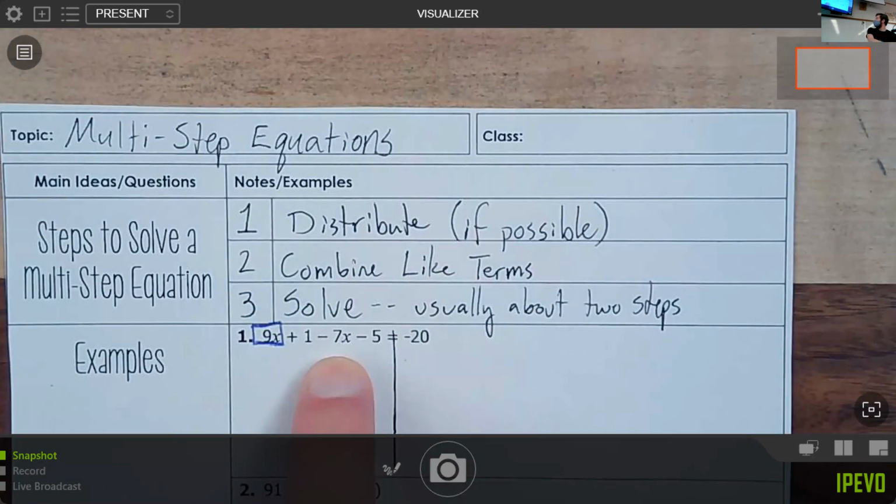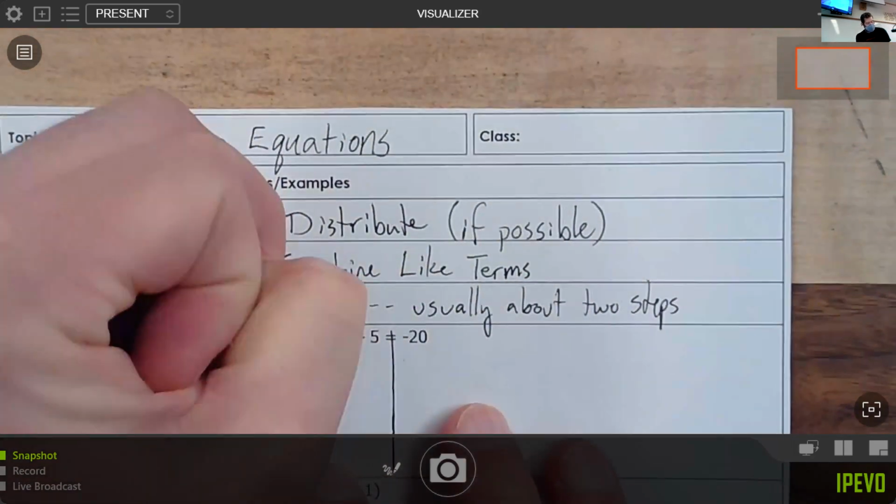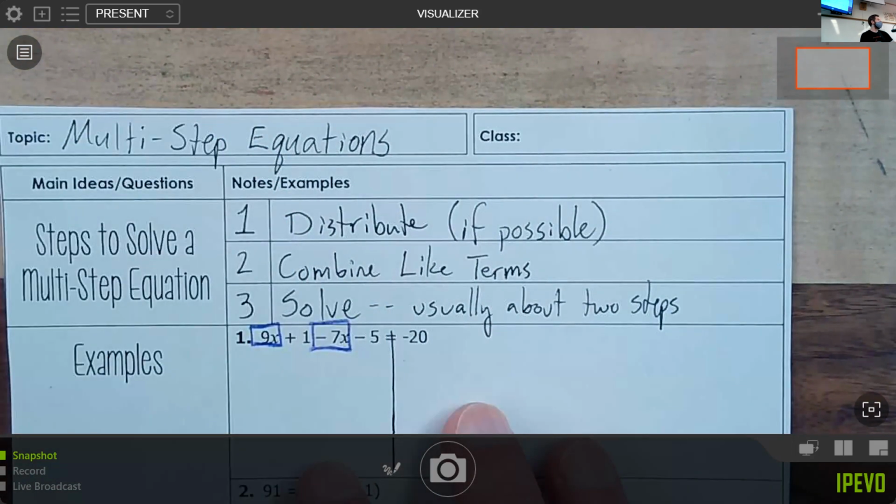Am I going to put it around just the 7x or the negative 7x? Or the minus 7x. Remember that when you were combining like terms, you were looking to the left of the term to see if it's a positive or a negative. Now the other ones are going to be our regular numbers.